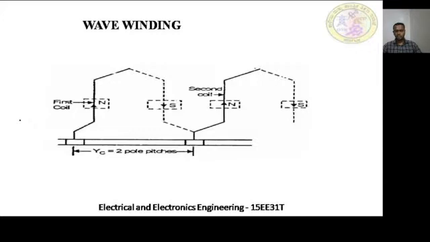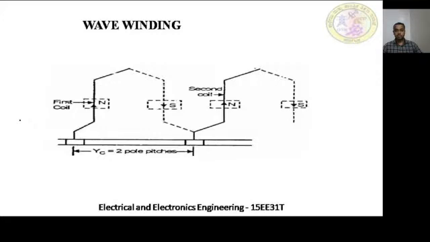As well as in the wave winding, here we can see the back pitch, front pitch, and resultant pitch. From the diagram we are able to recognize them. Taking the first coil as the example, the back pitch means the distance between the two conductors of the same coil. That one we call the back pitch.